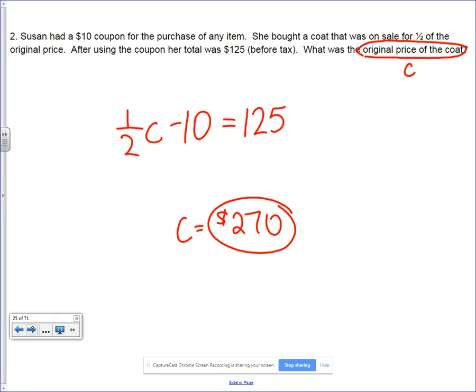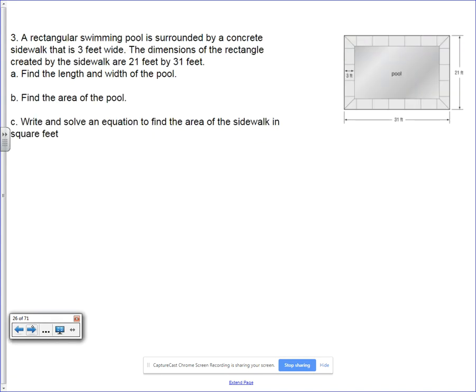The original price of that coat was $270. I want to go ahead and see if you guys can figure out number 3. So I am not going to work this out. We will talk about it in class tomorrow. But go ahead and do your best to answer A, B, and C.